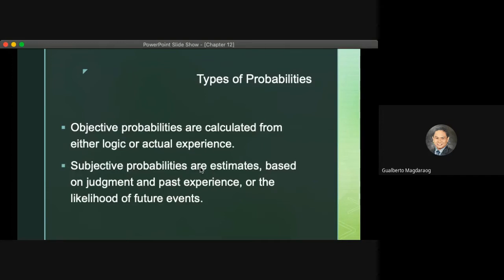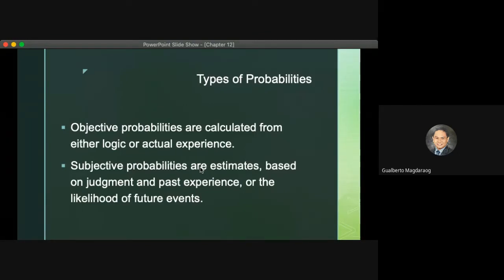So how were we able to arrive at the 50%? Well, logically, we were able to calculate it by knowing that there are only two sides of the coin, either head or tail. Kaya that is an objective probability, 50%, 50%. Pag sinabi namang subjective probabilities, these are estimates based on judgment and past experience of the likelihood of a future event.